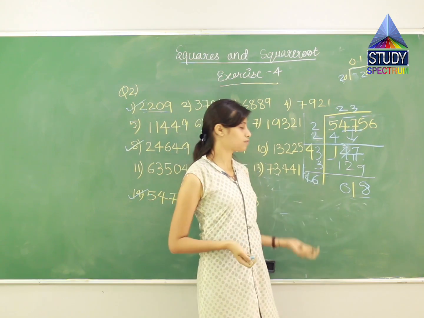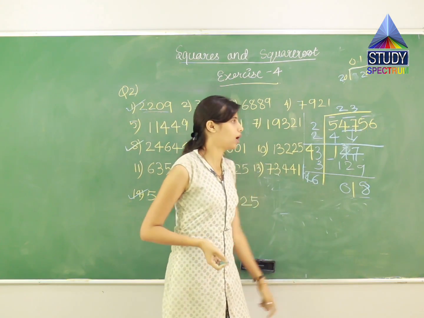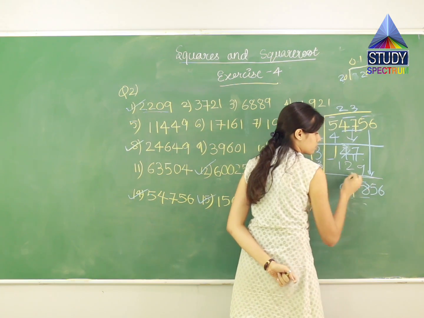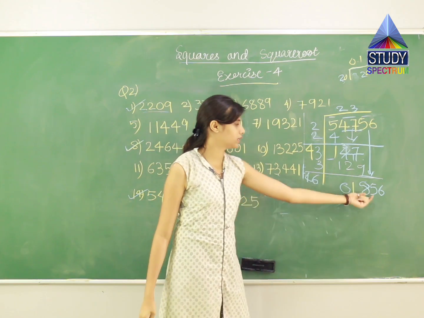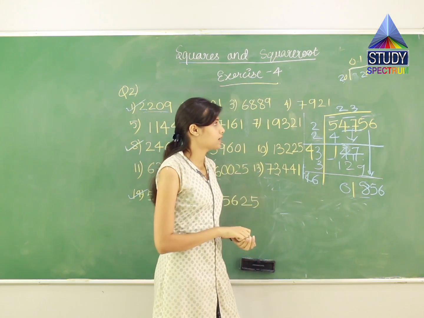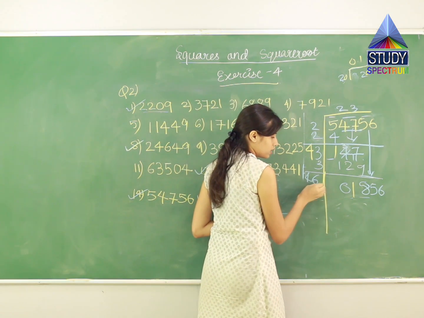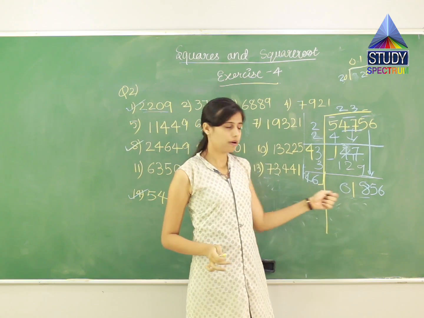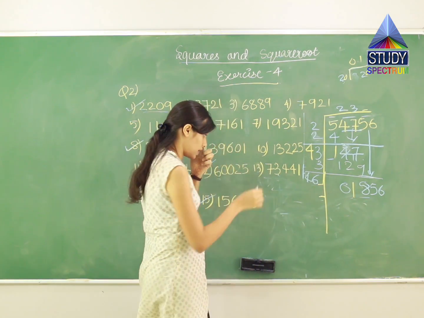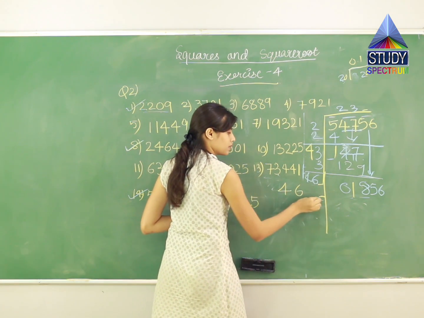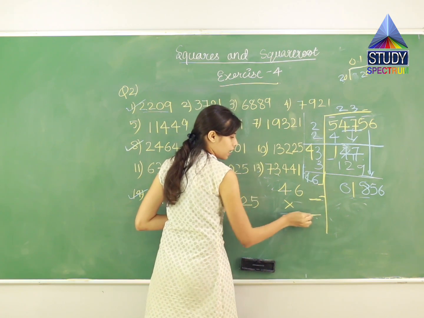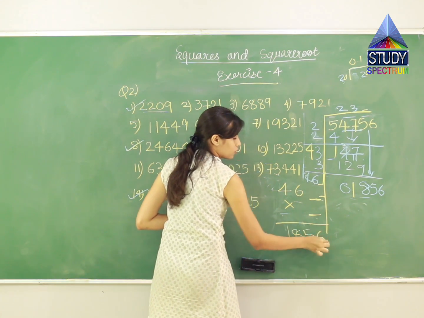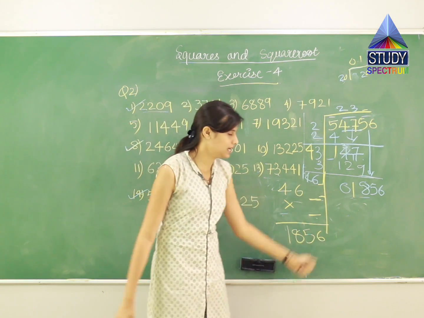Now as 18 is smaller than 46, we will bring the other group down, which is 56. So let us bring this group down. So 1856 we have over here, and 46 over here. Now a number should be added over here so that this number multiplied by the number will give us 1856. So let us write 46 dash into dash will give us 1856. So what do we need at the end? We need 6 at the end.